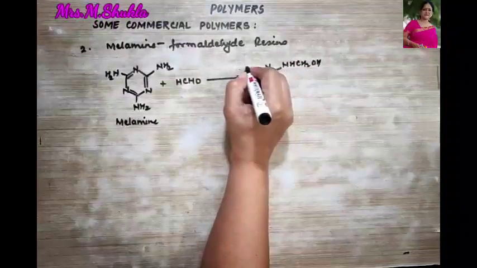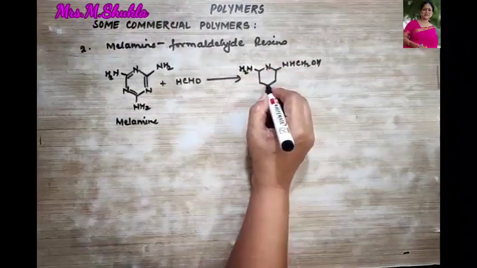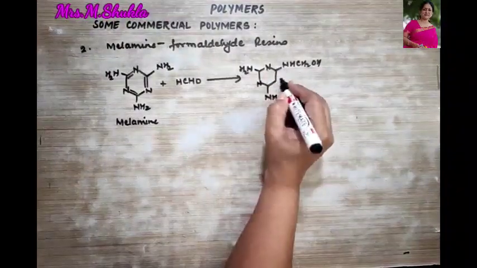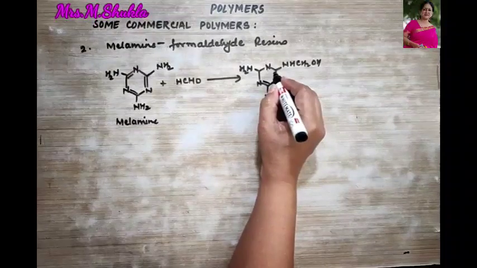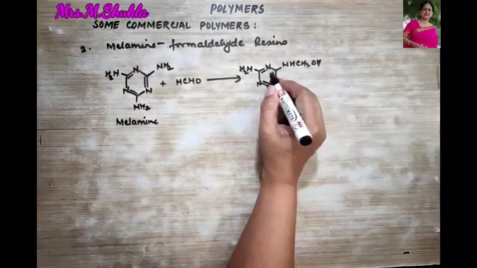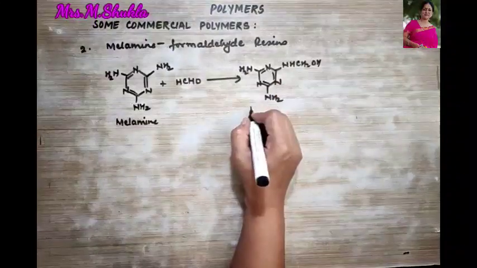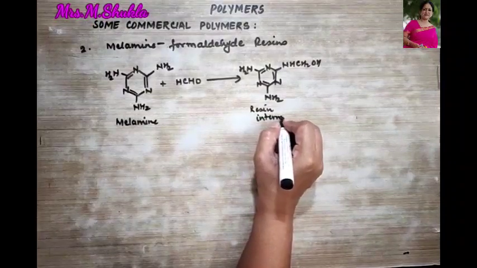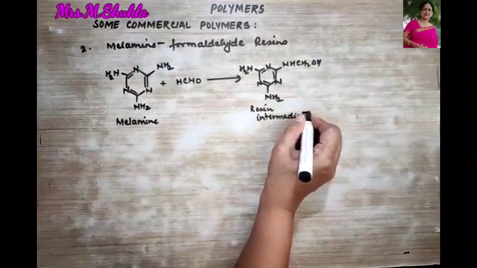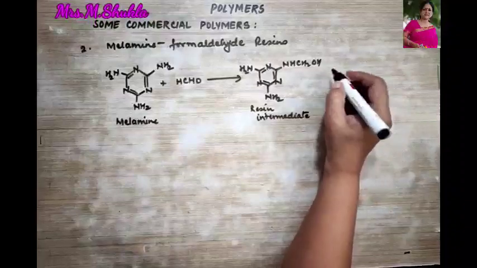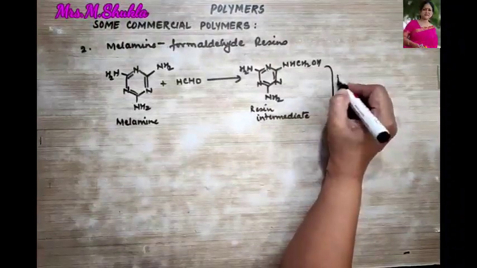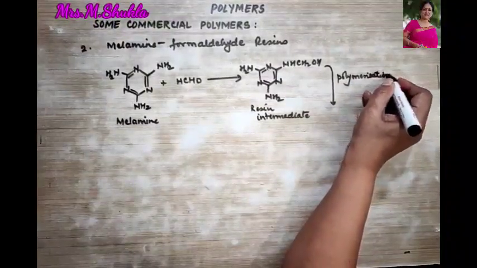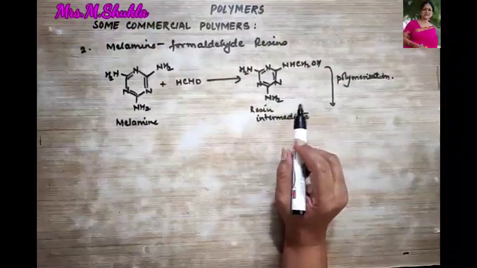NHCH2OH this side, NH2, NH2, and here, and here. What is the name of this? This is just the resin intermediate. Okay, this is resin intermediate formation, and after this polymerization takes place. Polymerization takes place and it forms melamine formaldehyde.